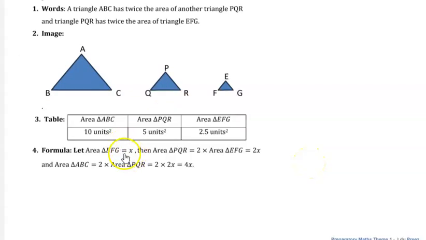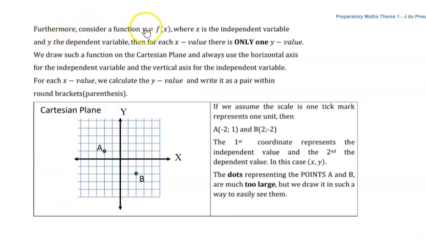Introducing this placeholder, the x, enables us to do much more than that specific case. We have the unit squared, we can do more. So if triangle EFG is now 20 units, then we can quickly calculate from the formula the other 2 areas and vice versa. Furthermore, if we look at any function y equal to f of x, then x is our independent variable and y is the dependent variable. So for each x value, there will be only one y value.